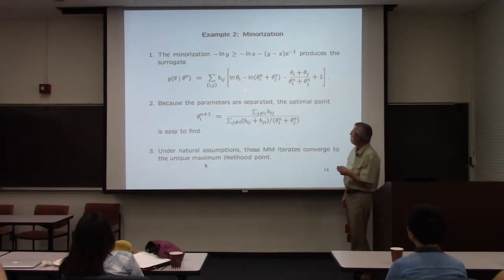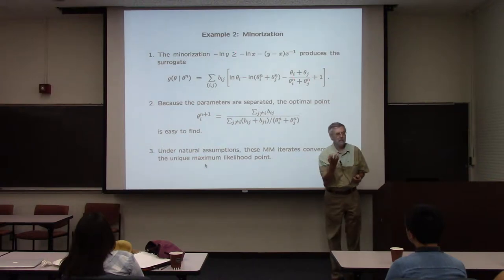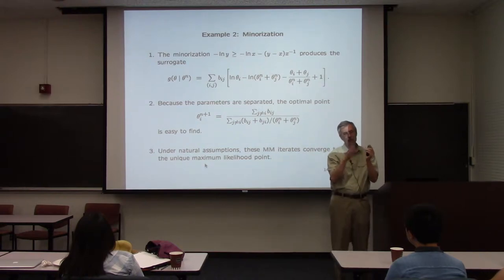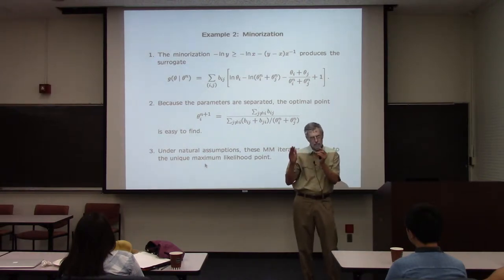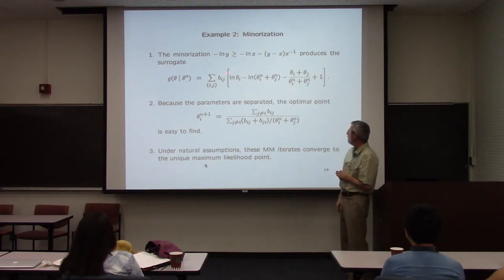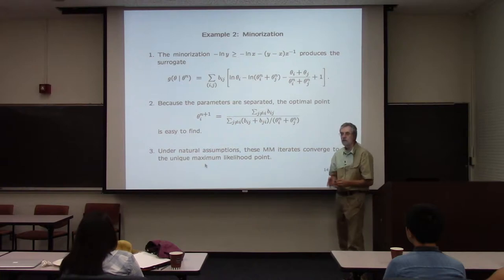Okay, when we substitute, we get something that looks like this. We've replaced the second logarithm by a linear term. So, you'll notice that all parameters are separated. What does that mean? All the terms involving theta 1 can be grouped together and then add on the terms that involve theta 2. Now you have to be careful because the theta n's and the thetas play a different role here. Theta n is your current iterate. It's an anchor point.